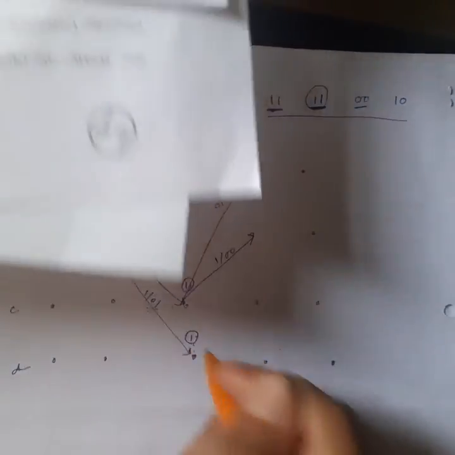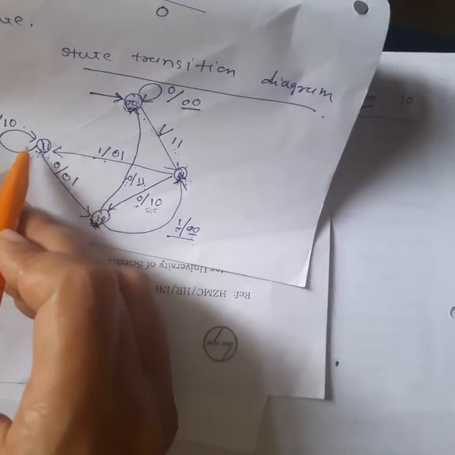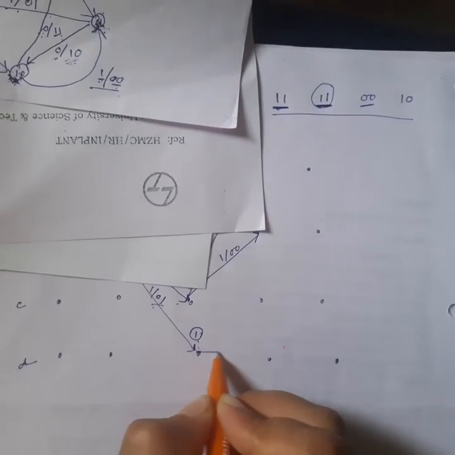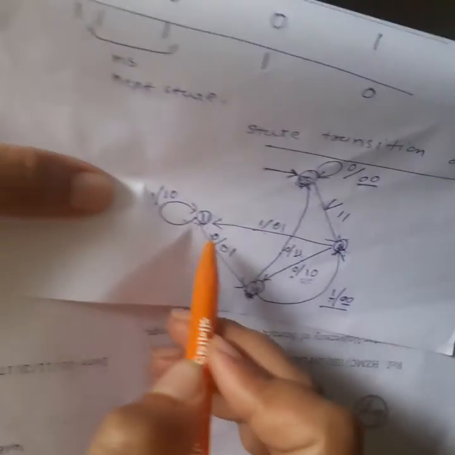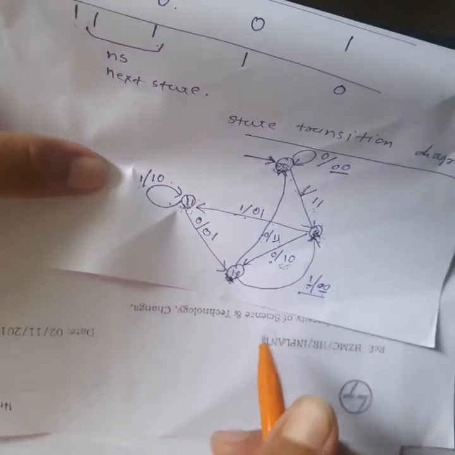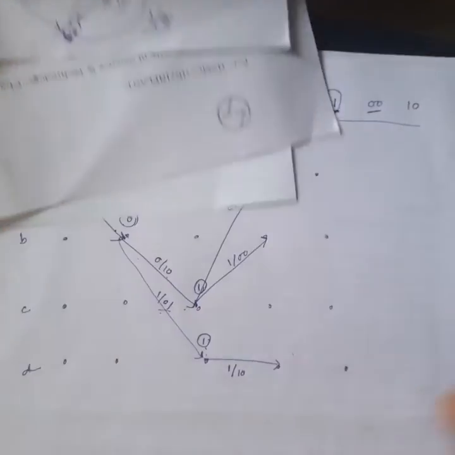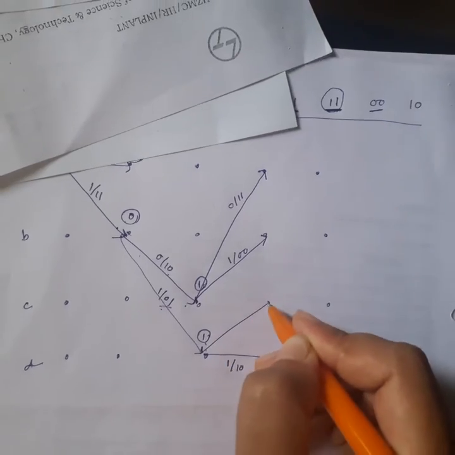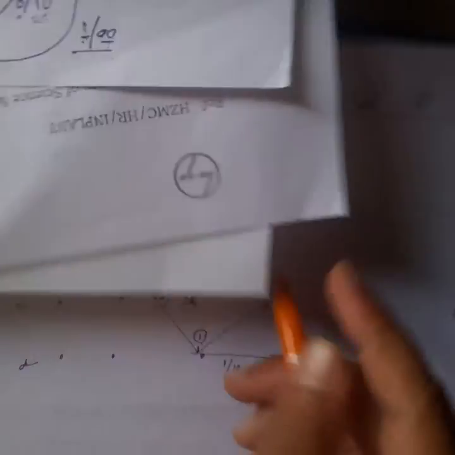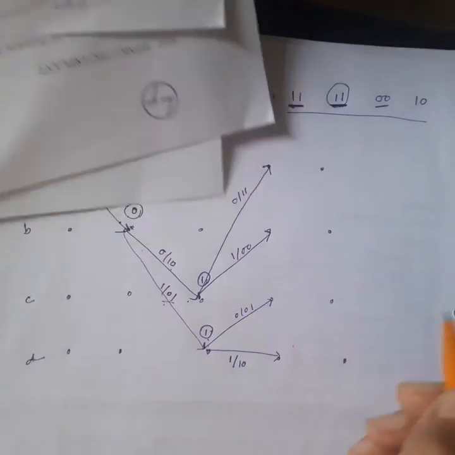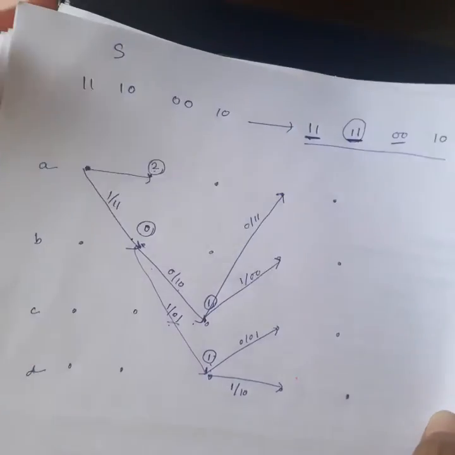And what about this 1 1? If the input is 1, it will go over here, because 1 1 is calling itself, having value 1/10, right? And if it is 0, then it will go over here, having value 0/01, right?